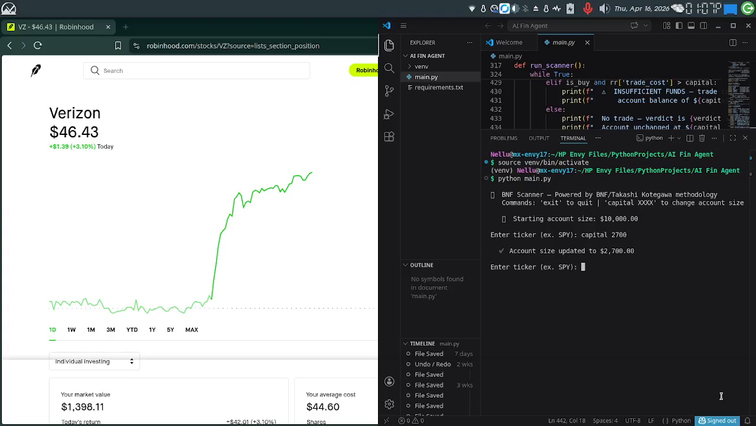So now let's check VZ. Previously, Verizon was a buy because it was oversold, and it showed up on my screener, which is a reason why I entered the trade. But now it should be a hold, I think. It should take about 30 seconds.